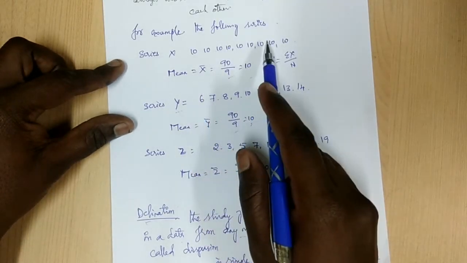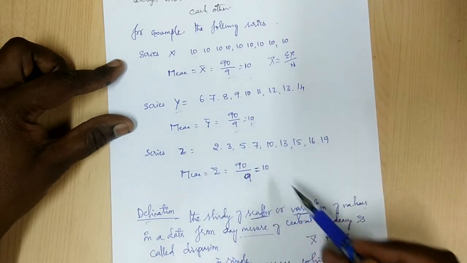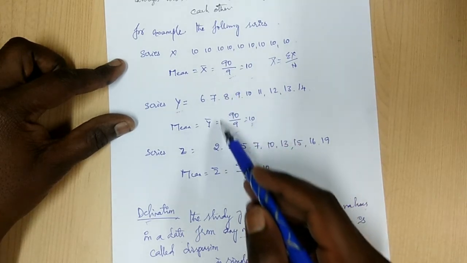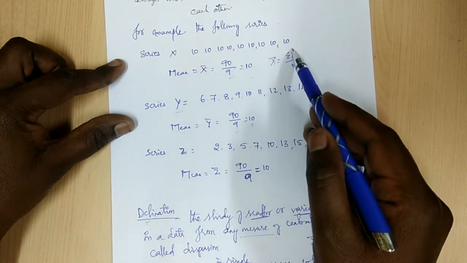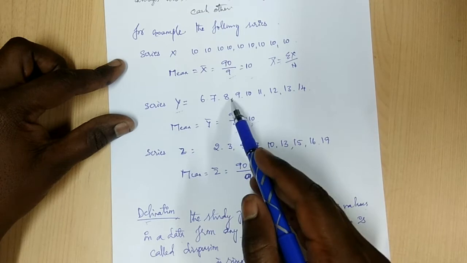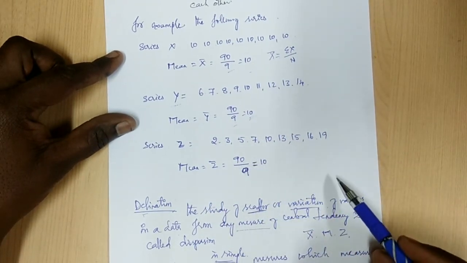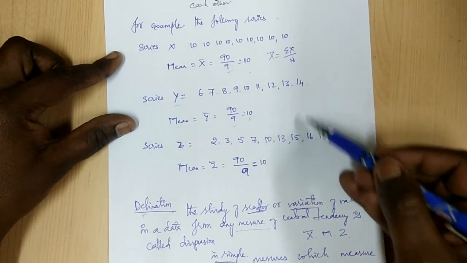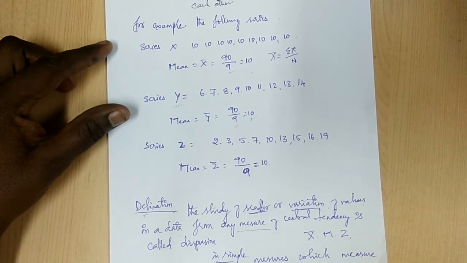Now here the size is the same, 9, and the mean is also the same, but the data lacks uniformity across the three series. In the very first one, the values are uniformly distributed, in the second it is moderately distributed, and in the third there is more variation. That is why the data lacks uniformity in the second and third observations, and that's why we need to learn the measures of dispersion.